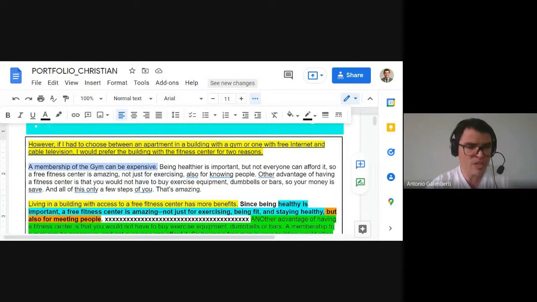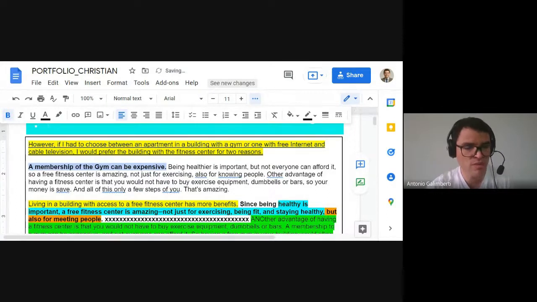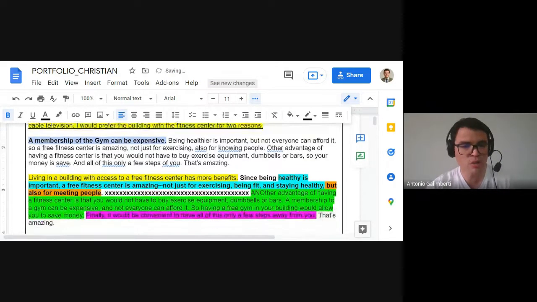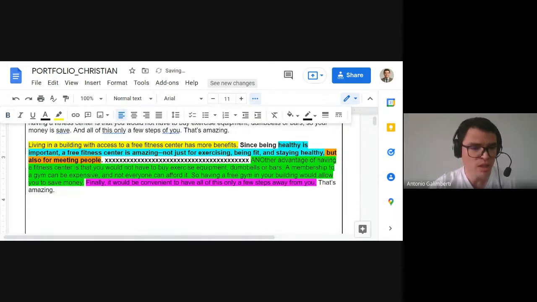And I don't receive a positive message, the one that I am expecting to find here in this paragraph about gyms, especially if he's saying that he would prefer the building with the fitness center for two reasons. Yes, the first reason is that free internet, free cable TV are not worth it. So let's go for the gym. All right. But that's not what I feel here, right? This doesn't have the positive tone that we need to encounter in this paragraph that is going to show us that a gym is the way to go, right? So, or choosing a gym. That's why we have changed the topic sentence. And this is what we have here. Living in a building with access to free fitness centers has more benefits.